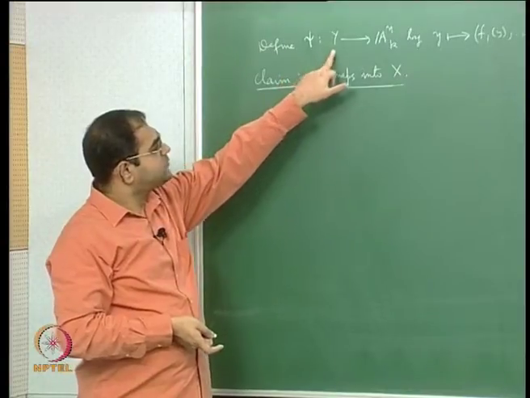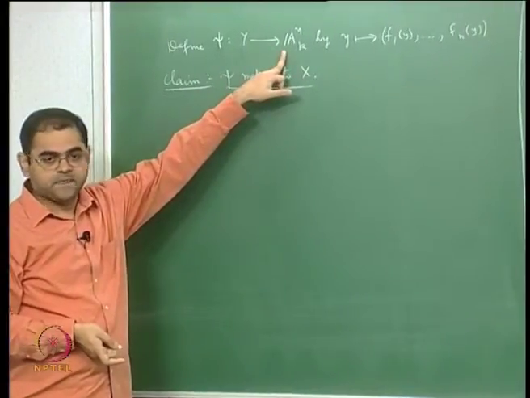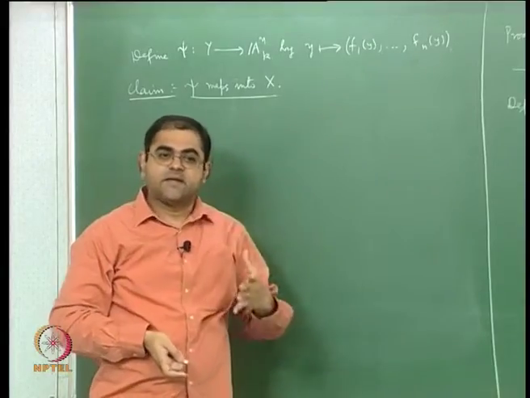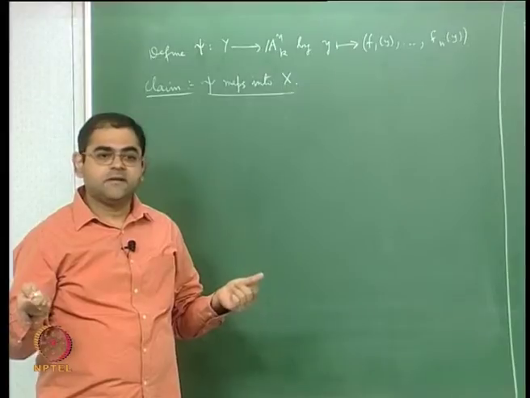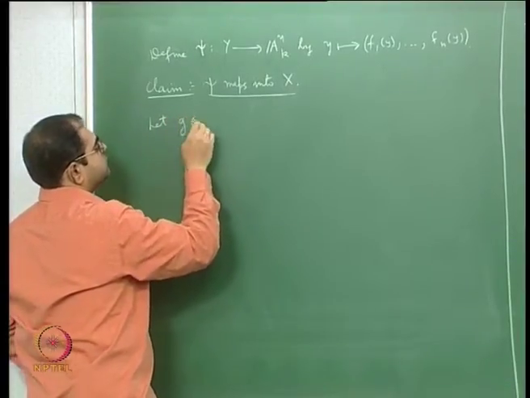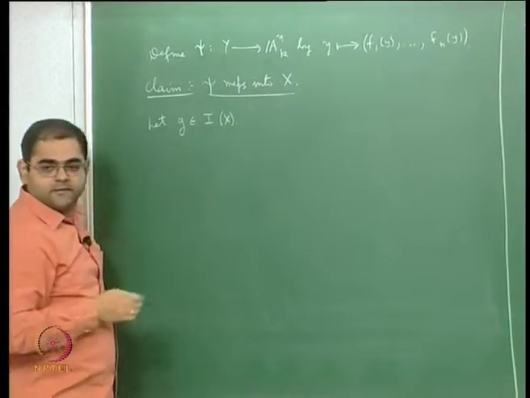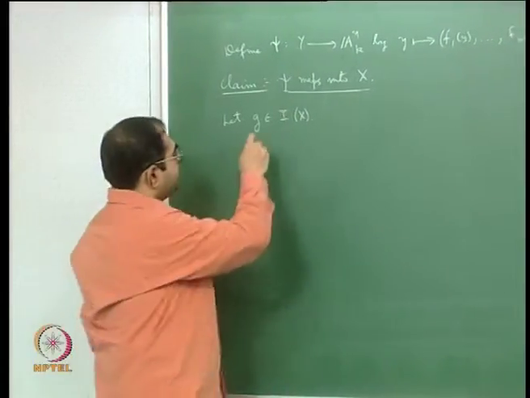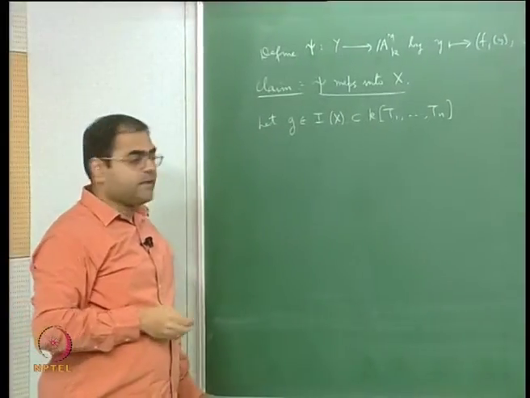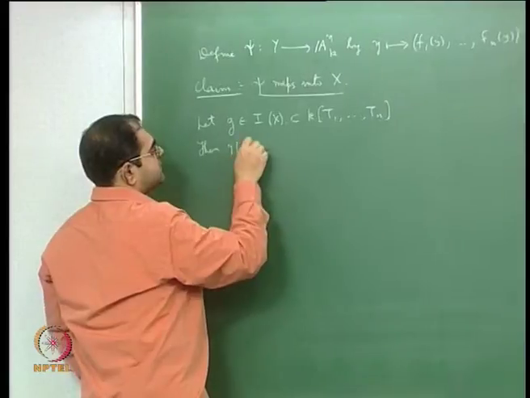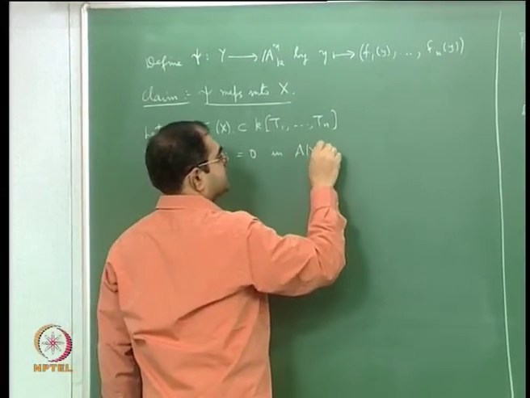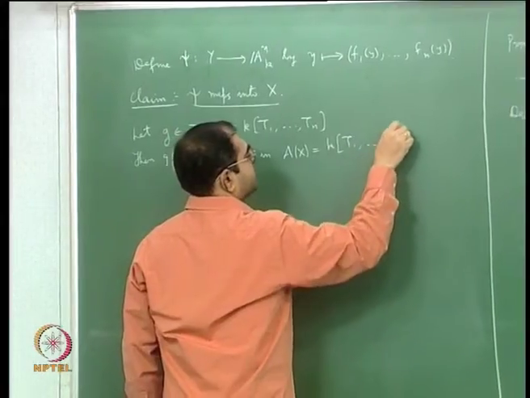So all I have to do is take a point small y in capital Y, take its image under psi, which is this, and then verify that the point with these coordinates satisfies every polynomial in the ideal of x. So let G belong to the ideal of x. Mind you, G is a polynomial in n variables, t1 to tn. Then G restricted to x, that is G bar, is 0 in Ax, which is just k[t1, ..., tn]/Ix.